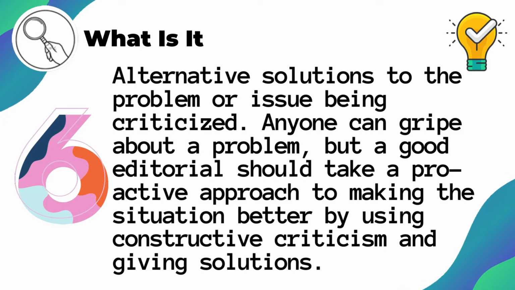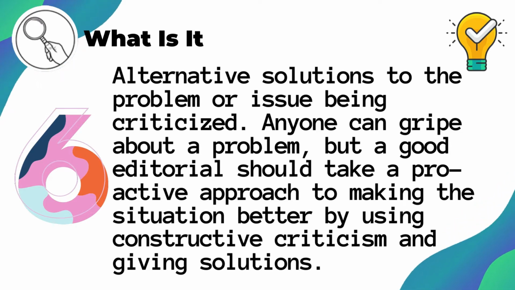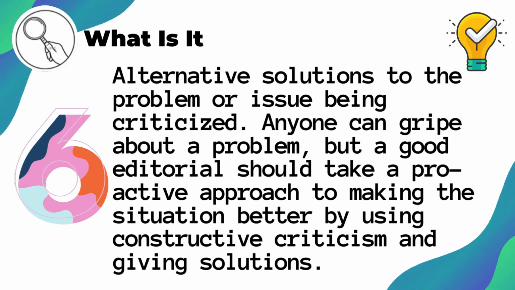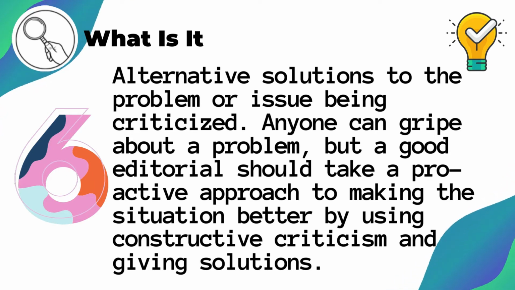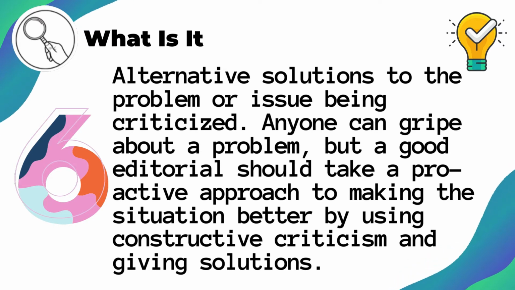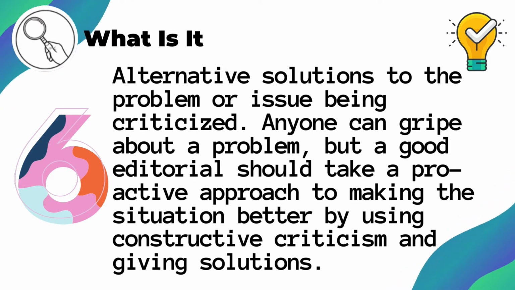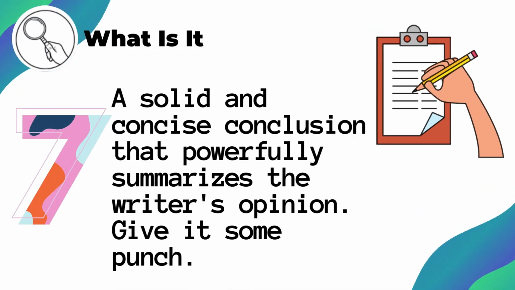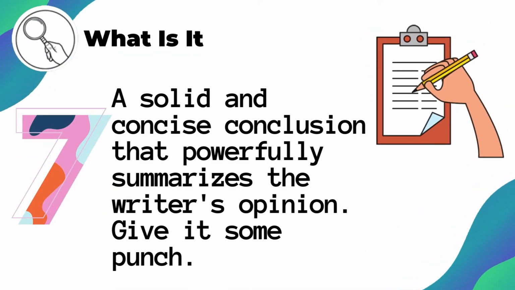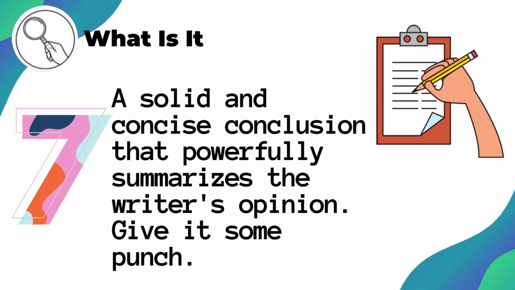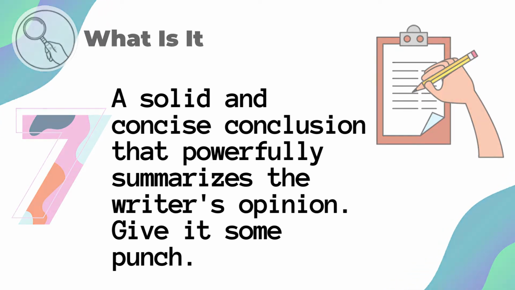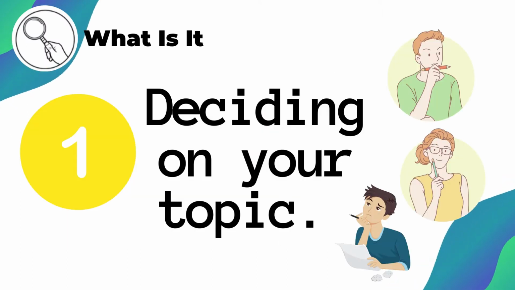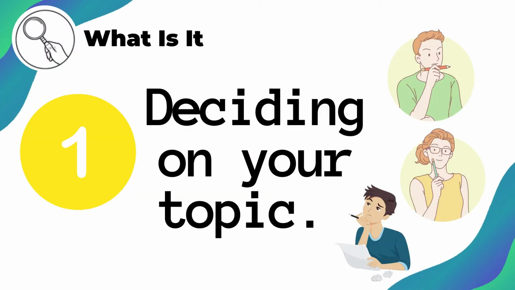Number 6, alternative solutions to the problem or issue being criticized. Anyone can gripe about a problem, but a good editorial should take a proactive approach to make the situation better by using constructive criticism and giving solutions. So the essence of your editorial is to make people know about solutions which they can also use. And number 7, a solid and concise conclusion that powerfully summarizes the writer's opinion. Give it some punch. These are the steps in writing an editorial. Number 1, deciding on your topic.